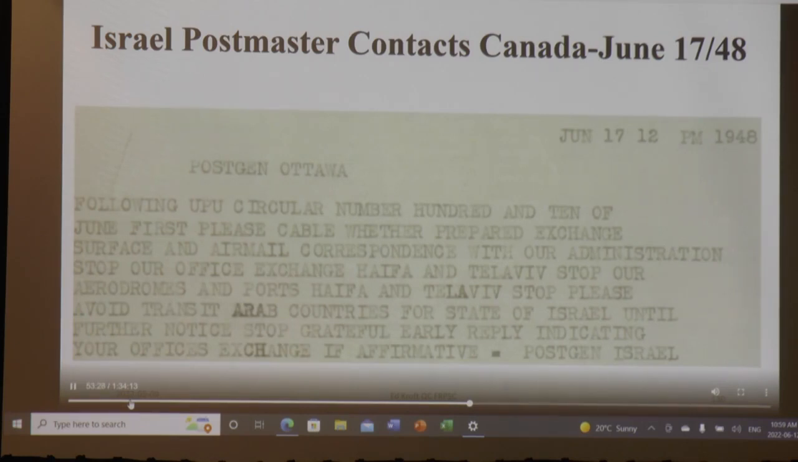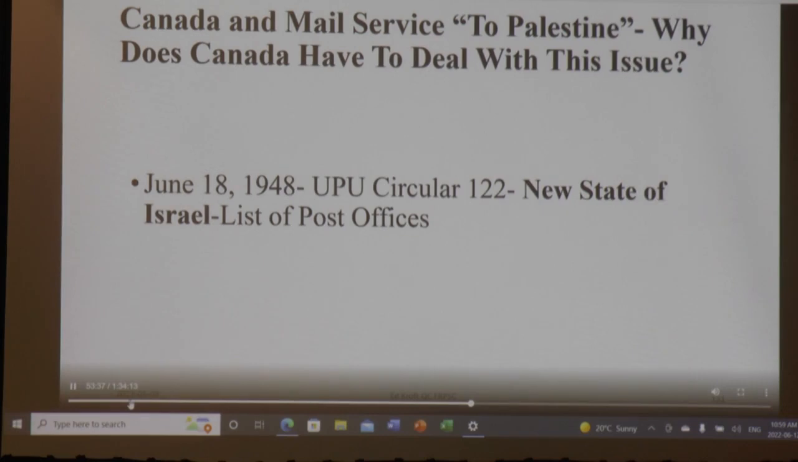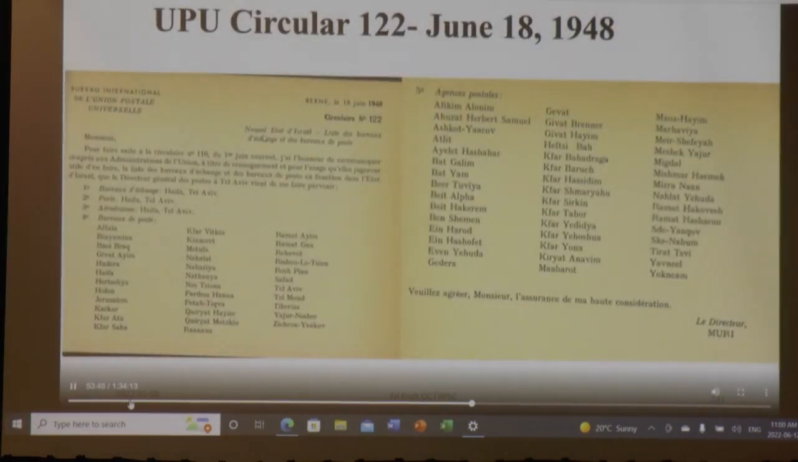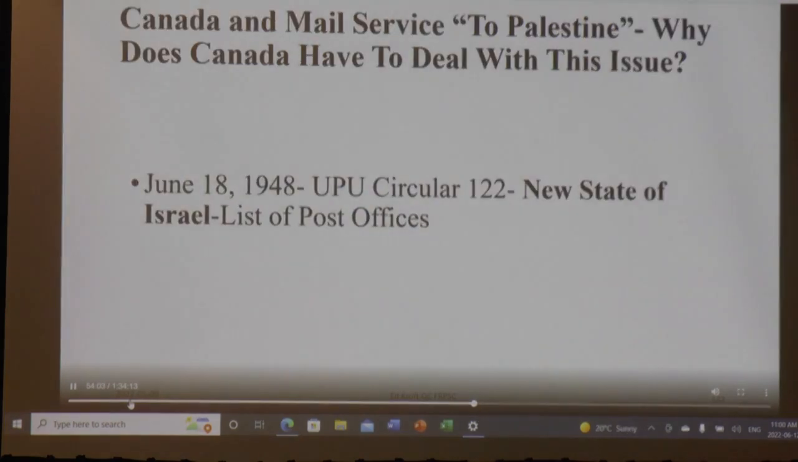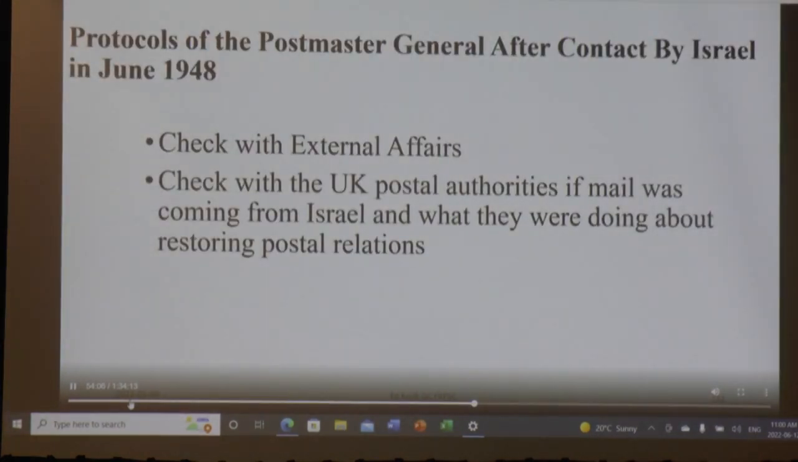Well, now Canada's got a real problem. First, Israel's contacting the Canadian government, and then the Postmaster General of one country is contacting the Canadian Postmaster General. In the meantime, the UPU is going about its business on June 18th and doing another circular about the new state of Israel and talking about all the post offices that you can send mail to in Israel, that mail can be sent from as well in Israel to different countries who are members of the Universal Postal Union who want to recognize Israel. Well, what does the Postmaster General do after he's contacted by Israel?